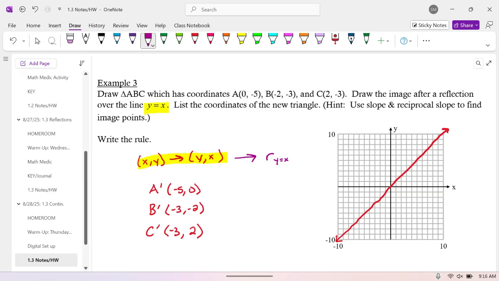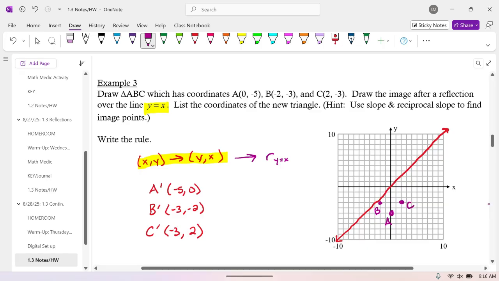So I'm going to graph A, B, and C real quick. So A is 0, -5. B is -2, -3. And then C is 2, -3. All right.